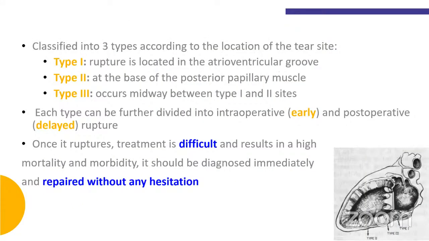It's classified into 3 types according to the location of the tear. Type 1 is a rupture located in the AV groove. Type 2 is a rupture at the base of the posterior papillary muscle, and type 3 occurs midway between type 1 and type 2. Each type can be further divided into intraoperative early or postoperative delayed rupture. Once an AV groove rupture happens, treatment is difficult and results in high mortality and morbidity. It should be diagnosed immediately and repaired without any hesitation.